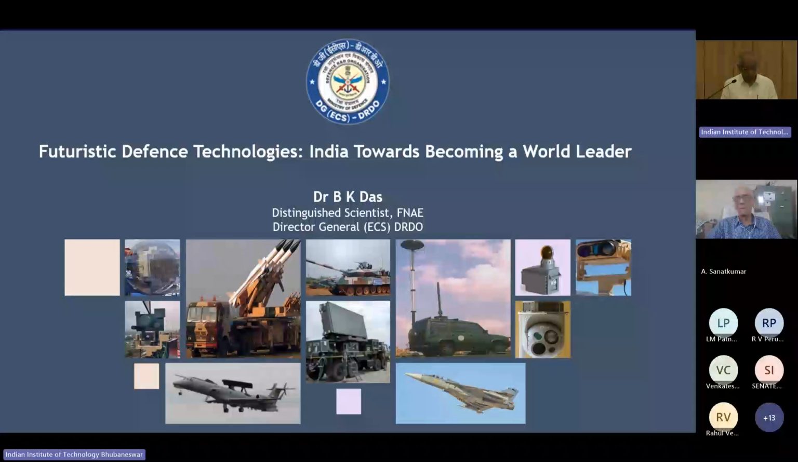The third one was given by none other than Dr. V. Narayanan, who is the chairman of ISRO and Secretary Space. And his talk was Indian Space Program, Pride of the Nation. And it was conducted in Niger, Bhubaneswar.